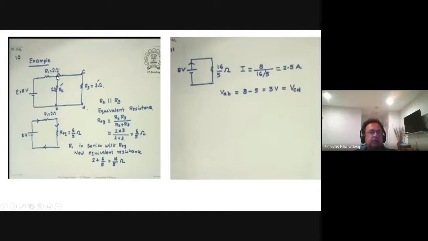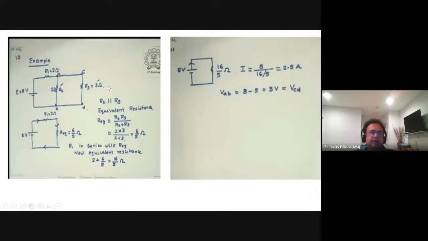Now, if the voltage between this point and this point is 3, and this resistance is 2 ohms, what is the current? Current is V divided by R, right? The voltage is 3, the resistance is 2, so therefore the current is 3 divided by 2, 1.5.